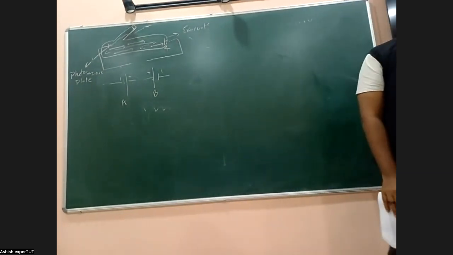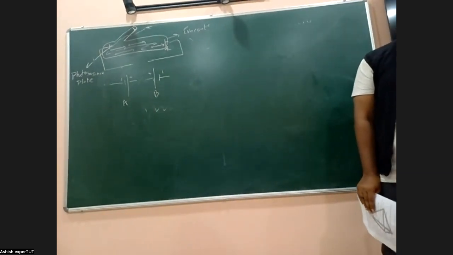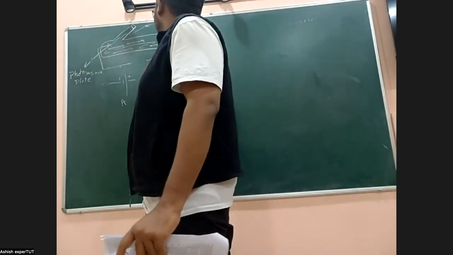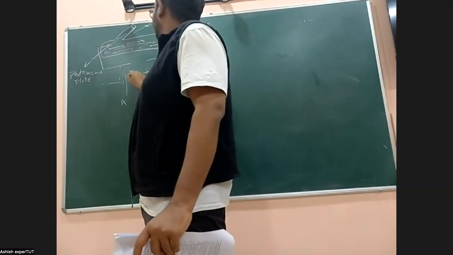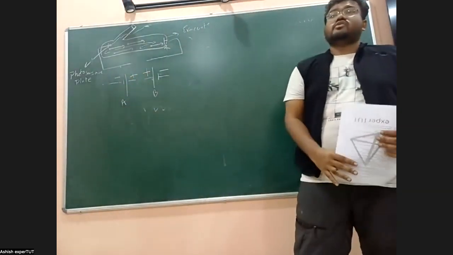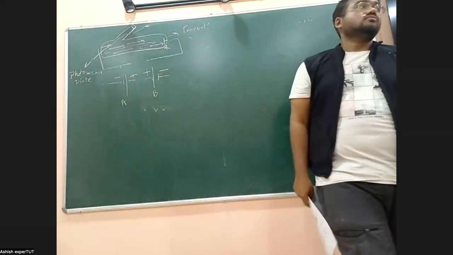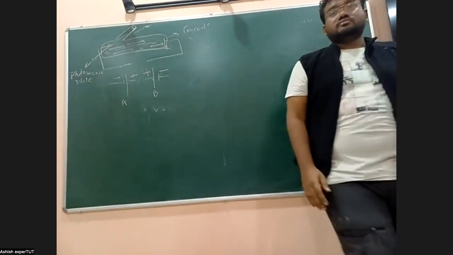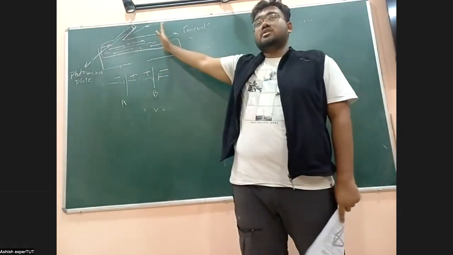You want to impede the motion of electrons. Which battery should I connect? Which terminal should be positive if you want to impede the motion of electrons? Cathode or anode? Anode is positive. Electrons will be rushed towards the anode.